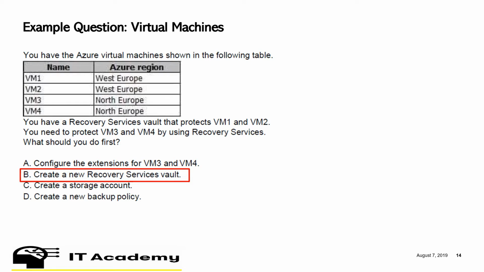So answer A, configure the extensions for VM3 and VM4. Okay, virtual machine extensions, they're in the operating system by default now. We don't need to do anything with that. We don't need to put anything inside of a virtual machine for Recovery Services, because Recovery Services works at the storage replication level. It replicates the image of the virtual machine from the storage. Recovery Services doesn't really talk inside the virtual machine operating system. It looks at storage and replicates changes at the storage level. So configuring extensions will not help us here.